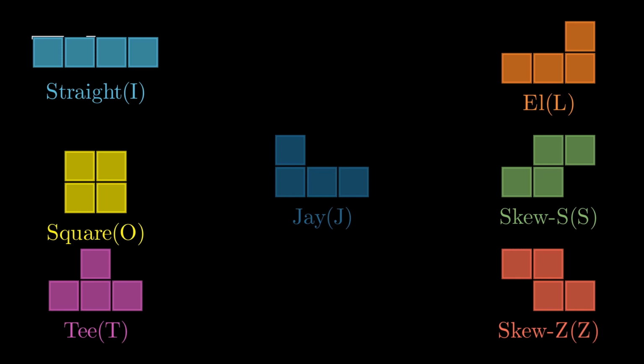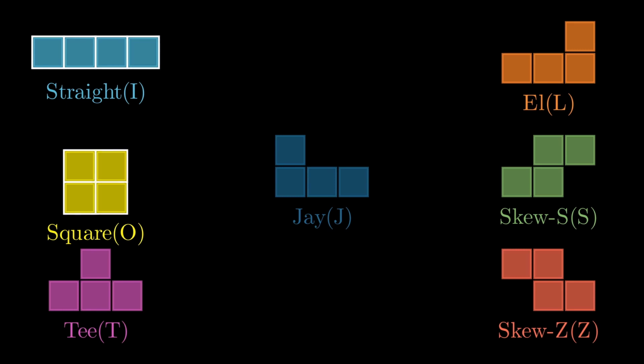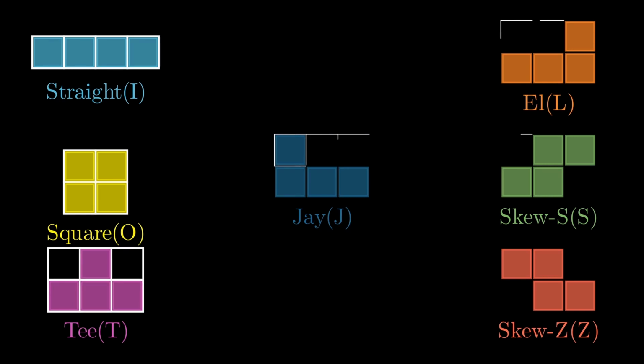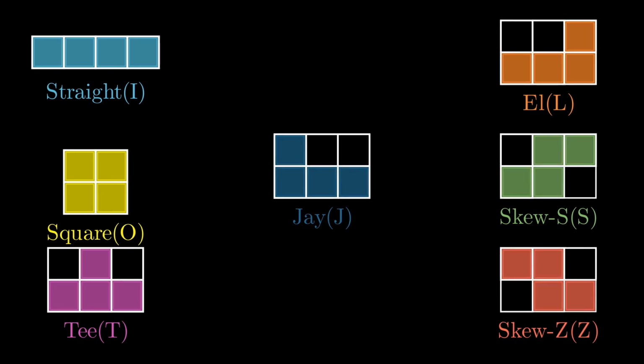For the straight shape, it's a simple 4x1 matrix. For the square, we can store it in a 2x2 matrix. For the T-shape, it's a 2x3 matrix, and so on. But it's actually not enough. Don't forget that the Tetrominoes need to be rotated.